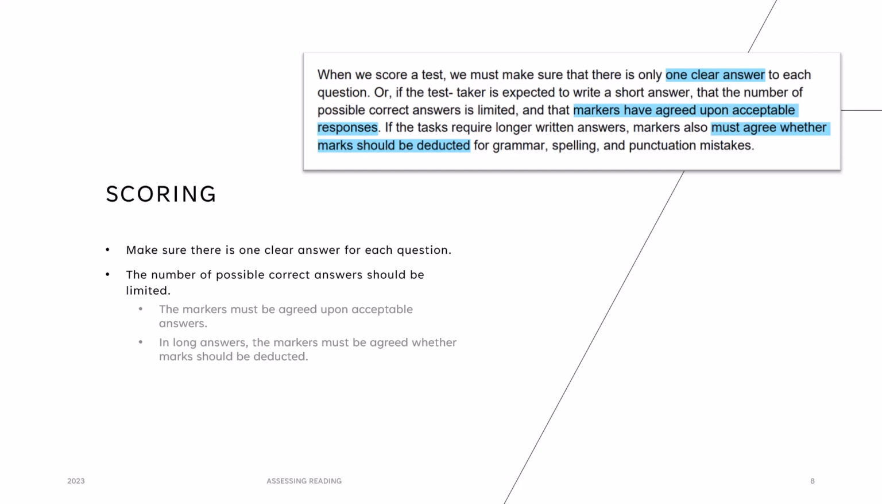Or, if the test taker is expected to write a short answer, that the number of possible correct answers is limited, and that markers have agreed upon acceptable responses. If the tasks require longer written answers, markers also must agree whether marks should be deducted for grammar, spelling, and punctuation mistakes.